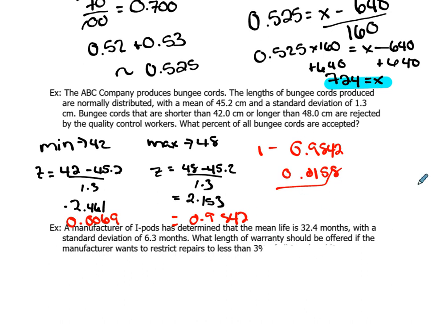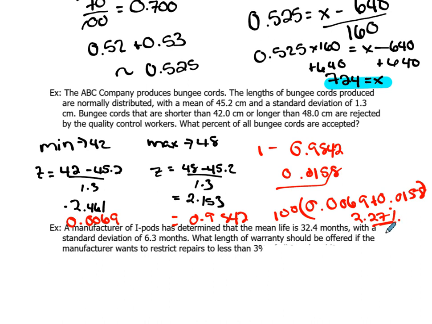Now we have this number and we have the other number here. What I can do is figure out the percentage of bungee cords that are rejected. So if I want to figure out the percentage that are rejected, I'm going to take the two percentages here, the 0.0069, add it to the 0.0158. And then I'm going to multiply this by 100, and that's going to give me a percentage of 2.27%. So this is the amount that are rejected.